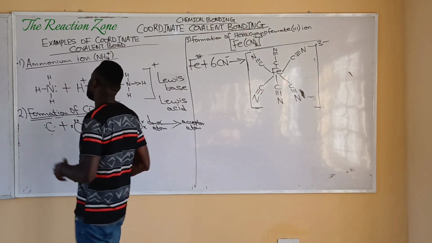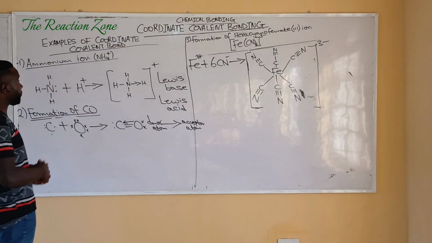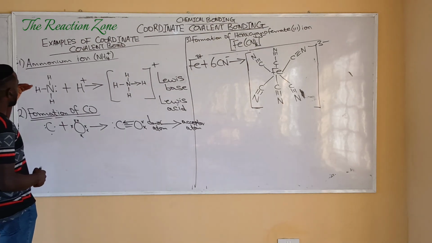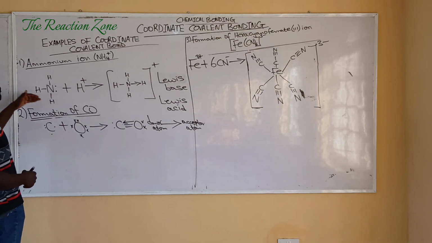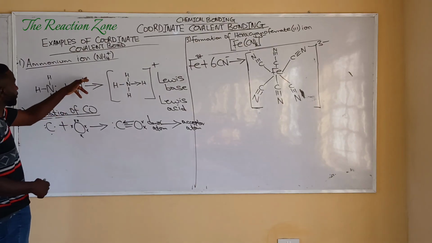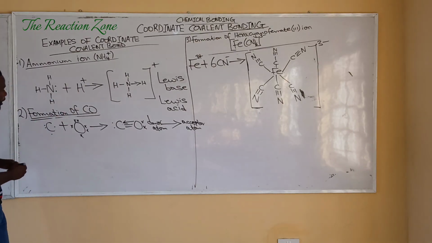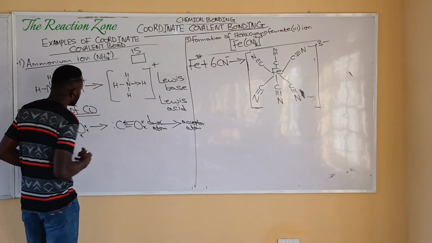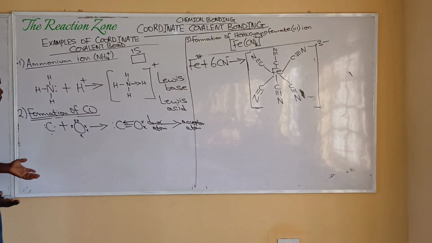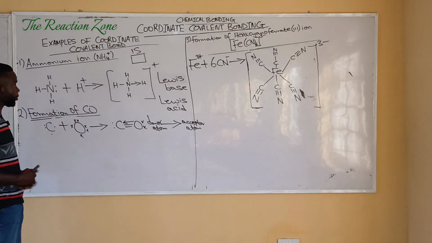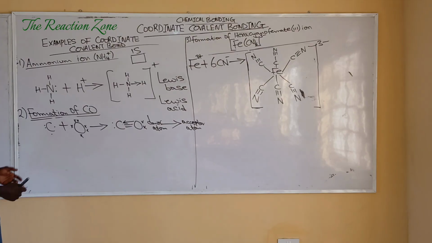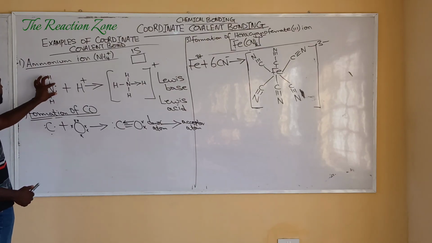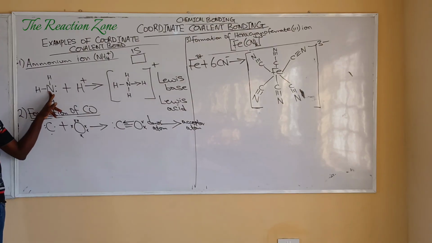The first one is ammonium ion, NH4+. In the ammonium ion, ammonia forms a coordinate covalent bond with hydrogen ion. Hydrogen ion has an empty 1s orbital. It does not have any electron to donate for sharing. Ammonia, on the other hand, has a lone pair of electrons on the nitrogen atom.